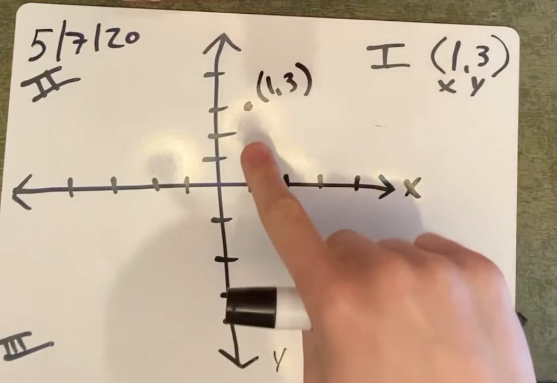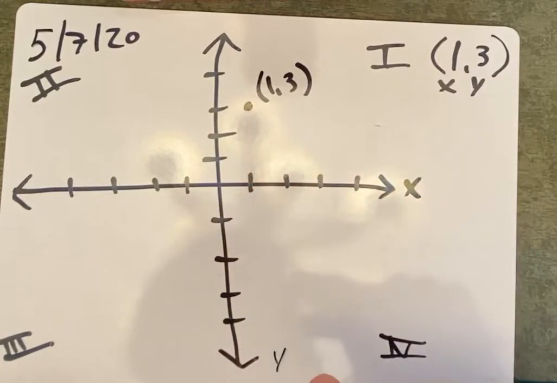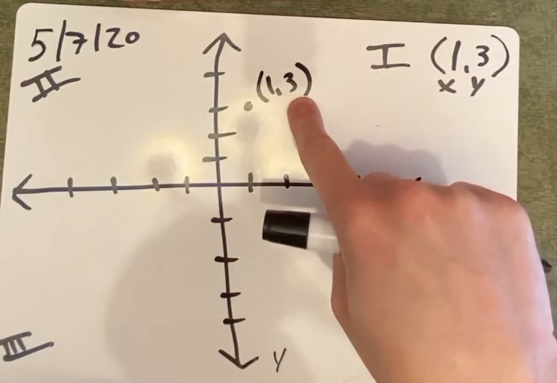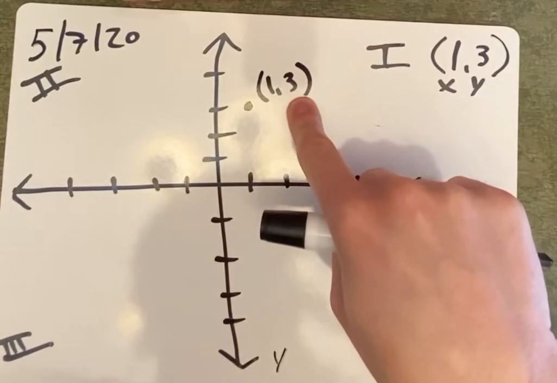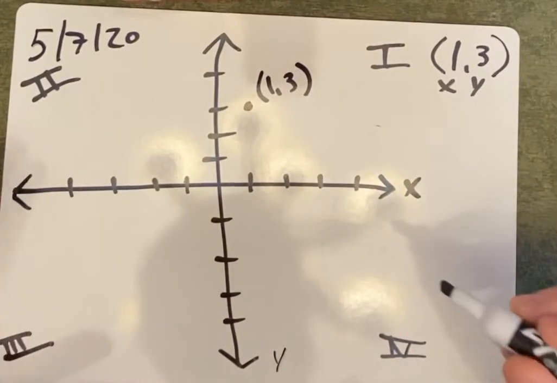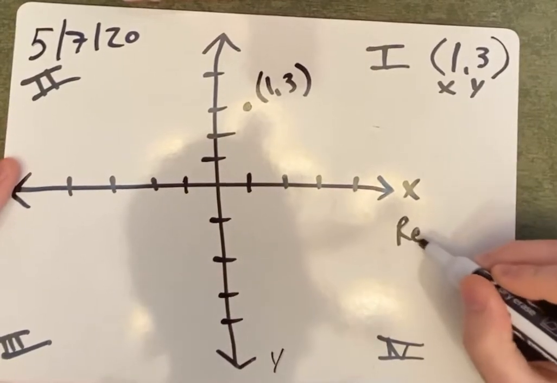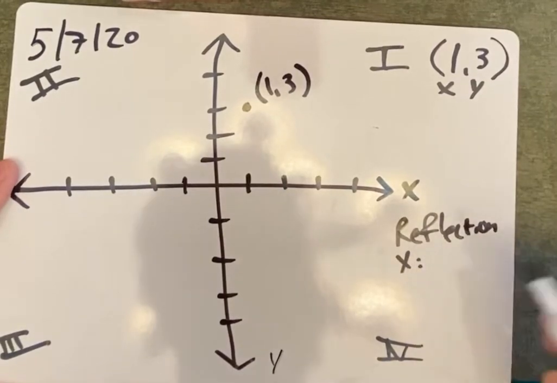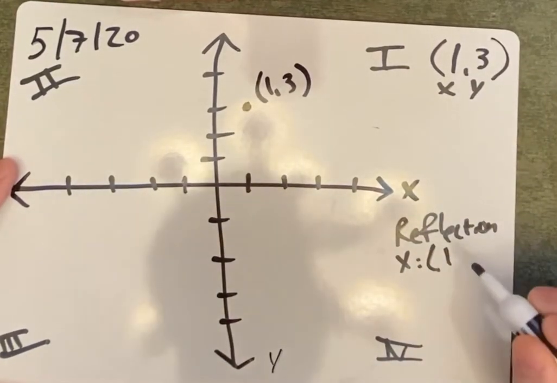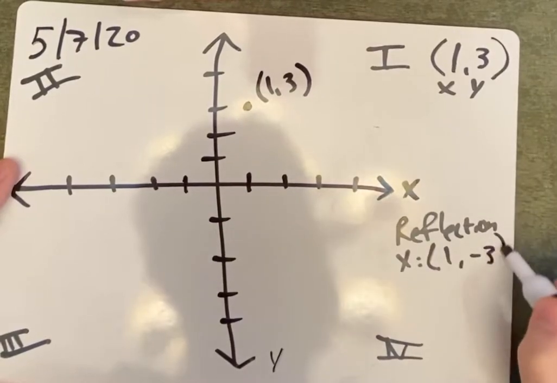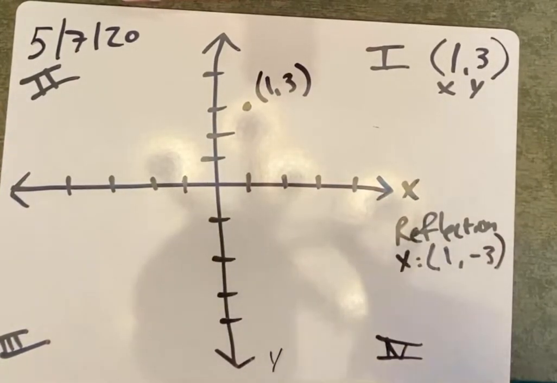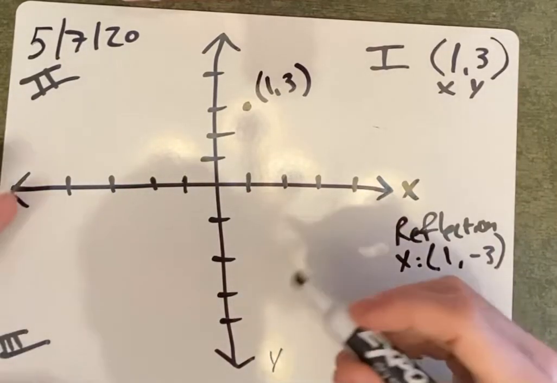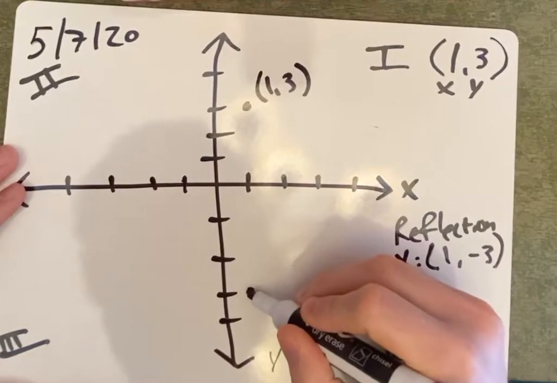So I'm using the same x. I still got 1, so I go to 1. Now I take the opposite of this y. What's the opposite of positive 3? It's negative 3. So, reflection over x: my new point is keep the x, change the y. So this is my new point. I go to 1, and then I go to negative 3, and I put the dot.